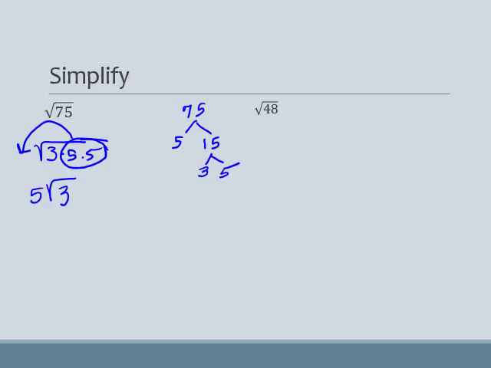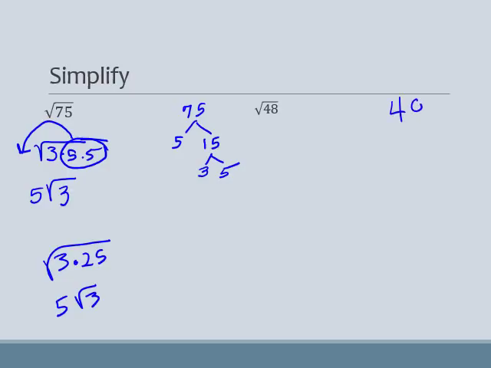Now some of you might be able to recognize that 5 times 5 is 25, and the square root of 25 is indeed 5, which is why this becomes 5 root 3. If you have a hard time with your perfect squares, it's just as easy to break it down.